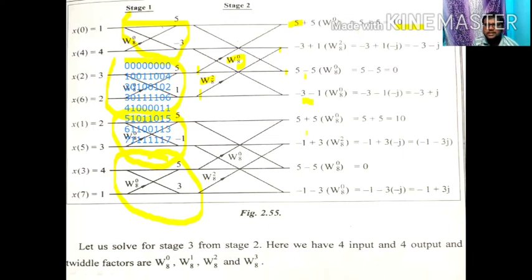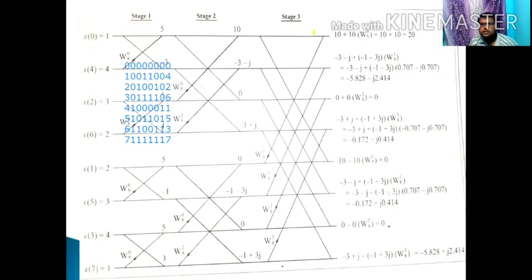So similarly for the next, third stage. Here, how will stage 3 be obtained? Already we know that in stage 3 we require 4 inputs and 4 outputs. It means 4 positive lines and 4 negative lines. These 4 positive lines and 4 negative lines will be obtained when you combine these 2 4-point DFTs. When you combine these 2 4-point DFTs, it becomes 1 8-point DFT. Okay. So first I just extend the stage 2 lines, 4 positive lines and 4 negative lines.